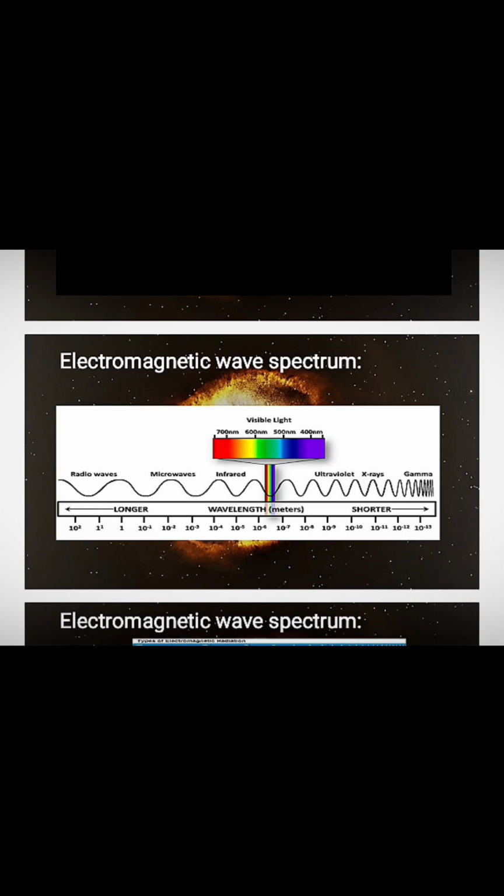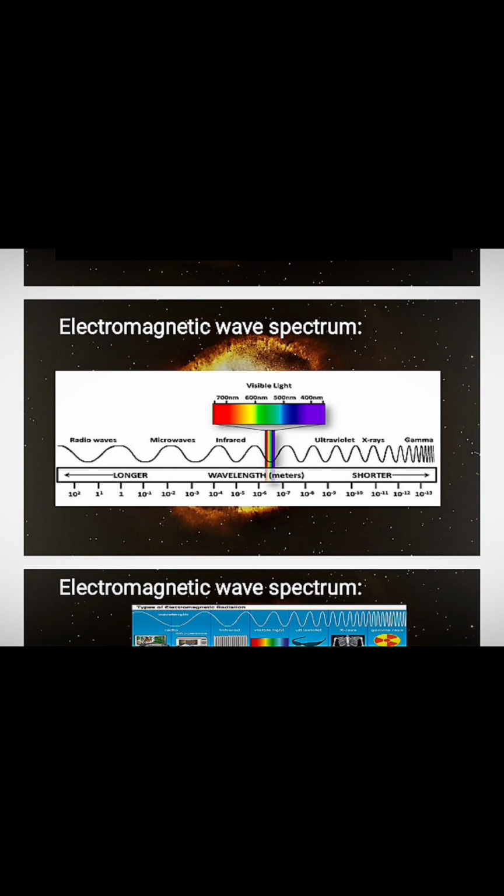And the visible light spectrum ranges from around 400 to 700 nanometers. So light can be defined as the electromagnetic wave spectrum in the range of around 400 nanometers to 700 nanometers to which the human eye is sensitive, or the electromagnetic wave spectrum in this region that is visible to the normal human eye is called light.